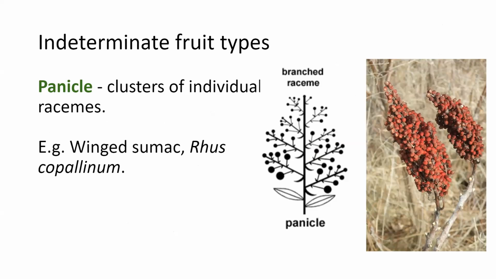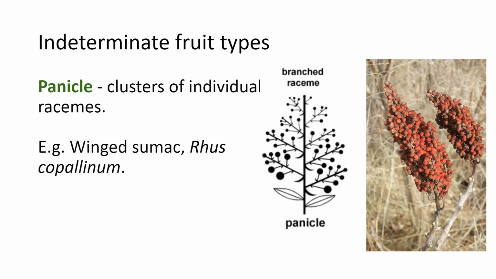Continuing with our indeterminate fruit types, you can also have a panicle. If you look at one of those individual inflorescences in that group or cluster, you can see it's basically a raceme. So this is an example of a compound fruit or inflorescence. You have these clusters of individual racemes borne on a central stem, so it's branched. And the panicle refers to the entire flower head or inflorescence or infructescence.